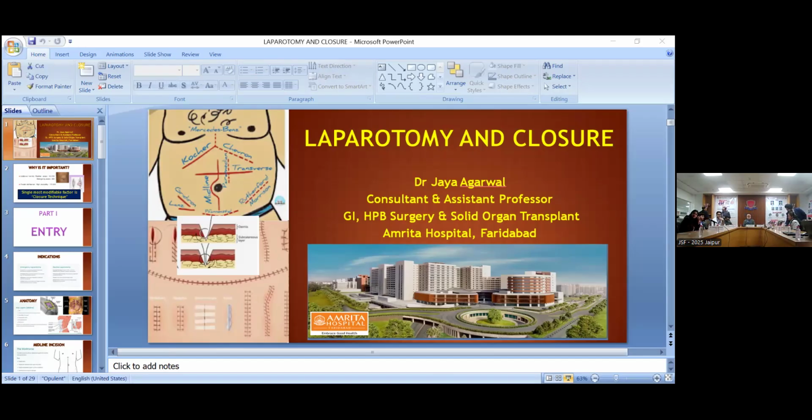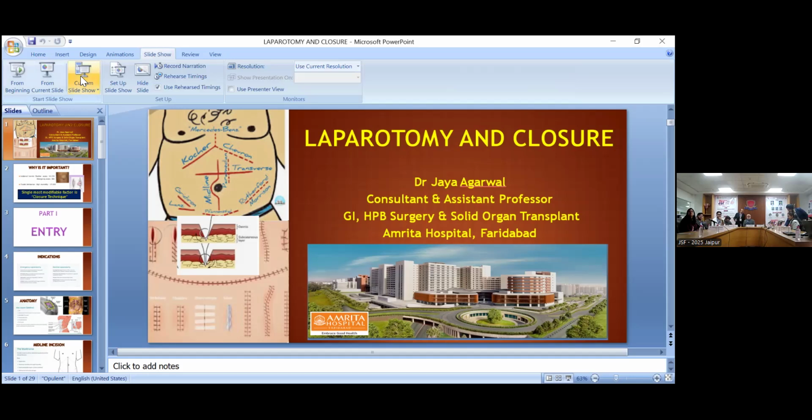To avoid such complications, the most important surgical modifiable factor is to ensure a proper closure technique. For a very precise closure, we need a precise incision, and we need to know the planes in which we enter the abdomen to ensure a proper closure when we are finishing the surgery.